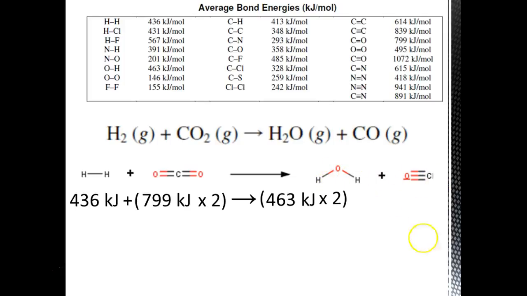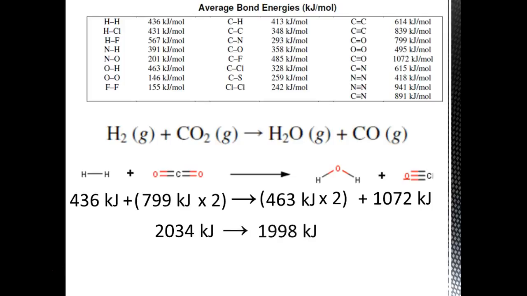And then last, for my carbon monoxide, I have a triple bond. So I need to add that in. Now, as you can tell, the triple bond is much more energetic than all the other bonds. So to form this, it's going to look a little bit different. So we have 2,034 kilojoules. And we have 1,998 kilojoules.